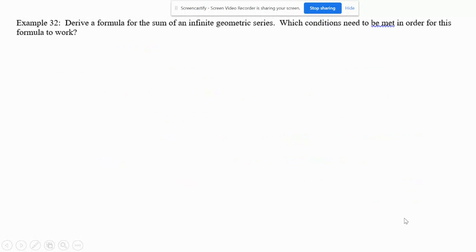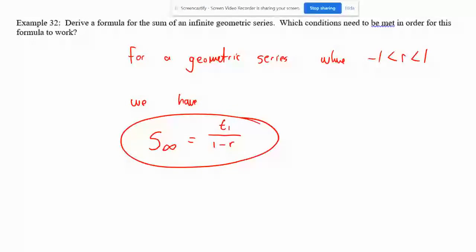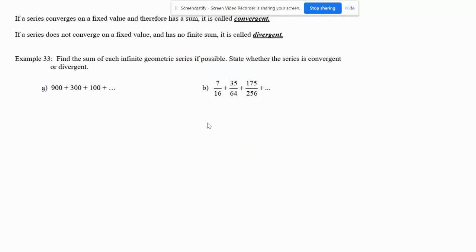So example 32, derive the formula for the sum of an infinite geometric series. Well, here's what it is. For a geometric series where -1 is less than r, which is less than +1, so r has to be in between these two values, we have S infinity equals T1 over 1 minus r. Okay, and guys, this is the formula that we're going to use for this guy over here. Okay, guys, we'll talk about convergent and divergent for these guys over here.